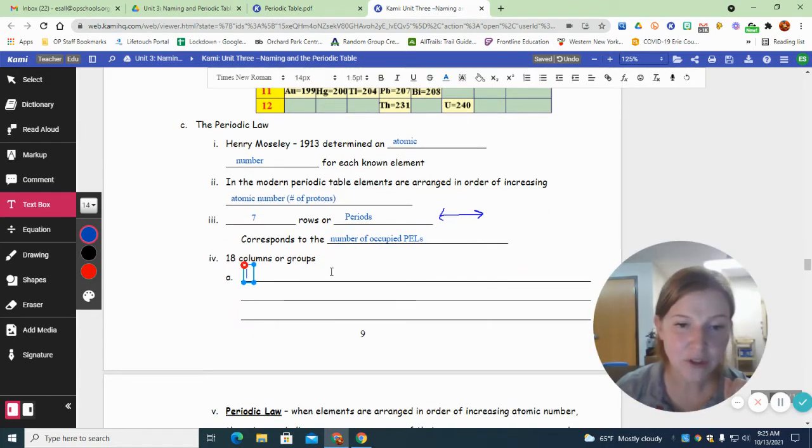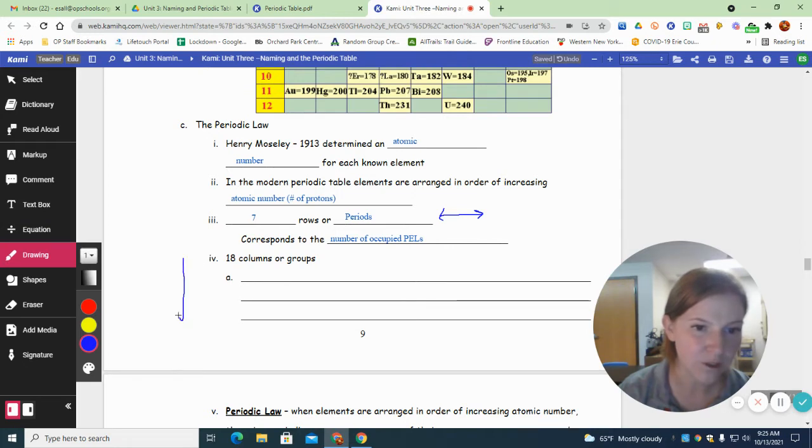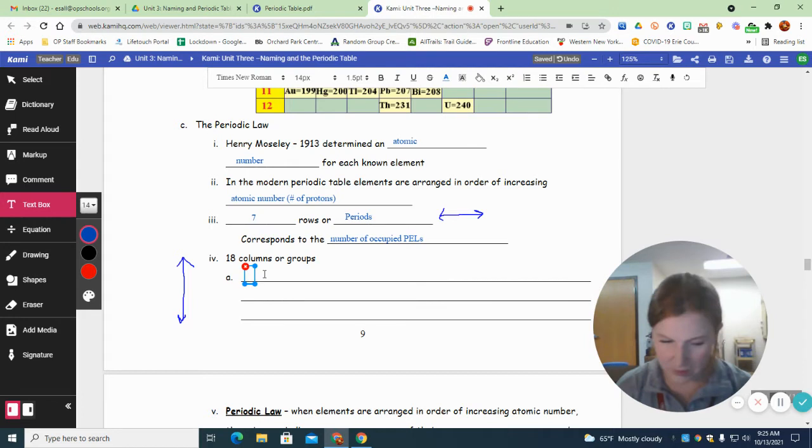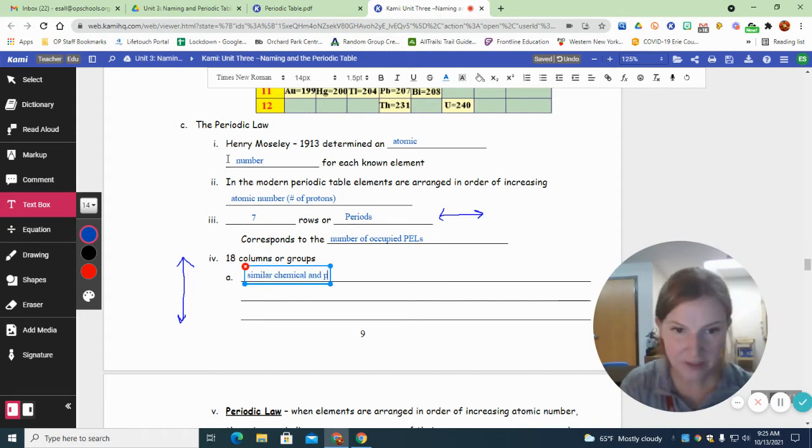The periodic table is also split into 18 columns or groups. So these would be vertical, going up and down, okay? So within a single column, you are going to see similar chemical and physical properties.